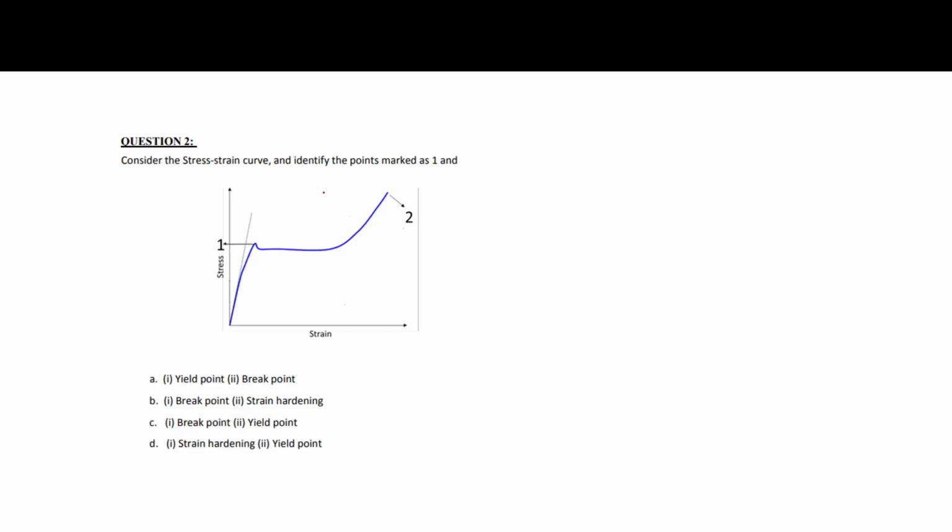So the next question is that you have to find out which point corresponds to what. As clearly shown, the first point is the yield point, and the second is the break point. So your right answer should be this one: the first is the yield point and the second is the break point. And the strain hardening is not mentioned here.